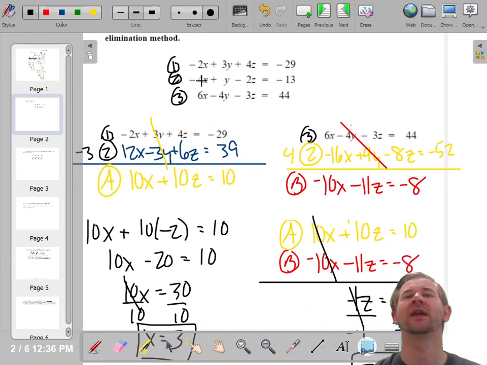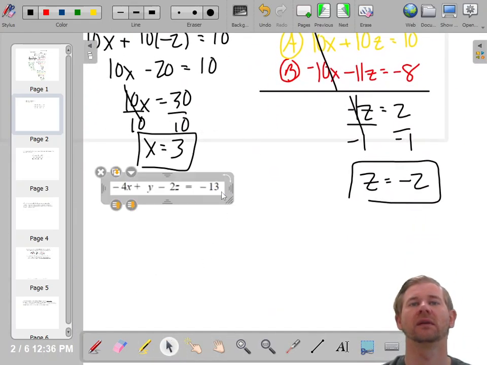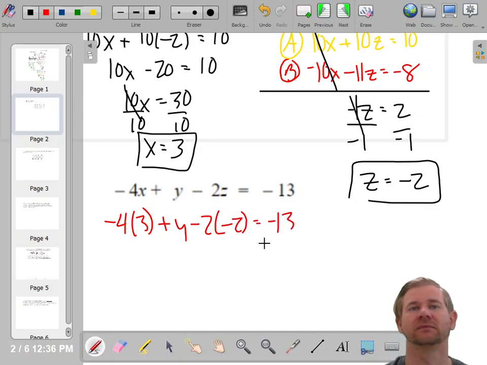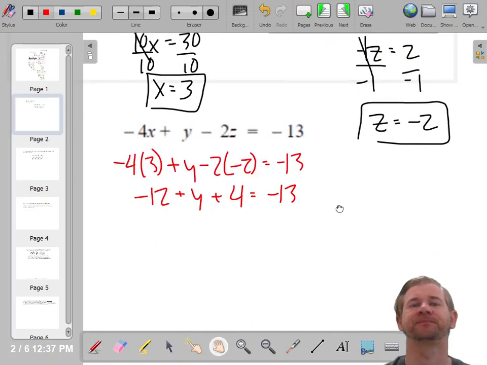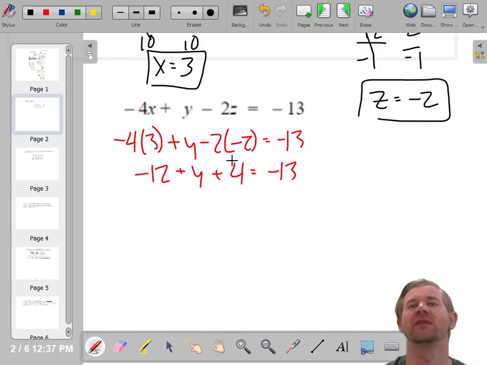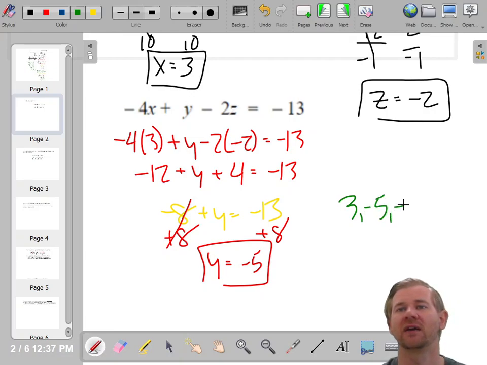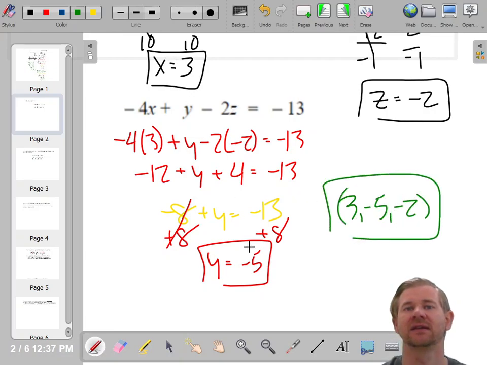Which one looks easy? I like the one that has 1y. It just makes it work smarter, not harder, folks. So now I'll do negative 4 times positive 3. Negative 12 plus y plus 4 equals negative 13. Negative 12 and positive 4 make negative 8. When you add 8 to both sides, last step, add 8. Negative 13 and 8 make negative 5. So as an ordered triple, I have 3, negative 5, negative 2. That's x, y, z.